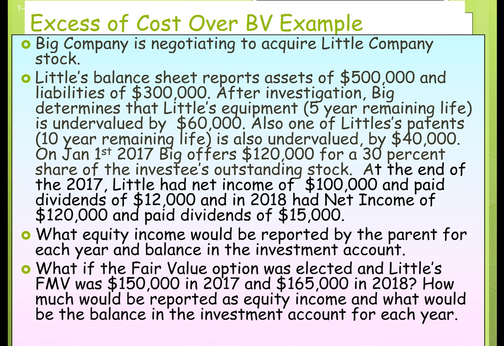And that would assume we were using the equity method, but what if we decided to do that one-time election and decided instead to use the fair value option for this investment? And the fair market value was $150,000 at the end of 2017 and $165,000 at the end of 2018. So in that case, how much would we show as equity income and what would be the balance in the investment account? So first we're going to start by using the equity method.